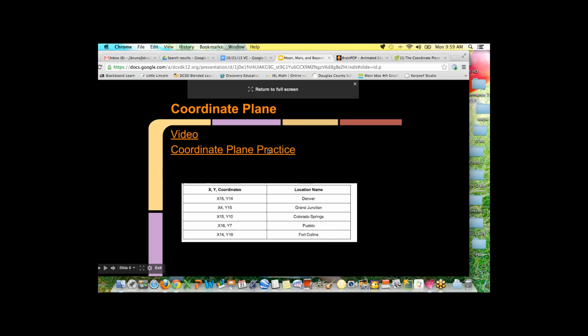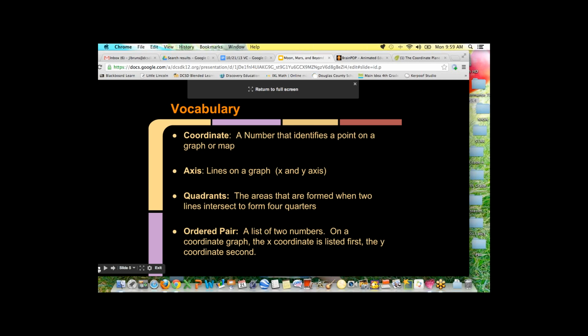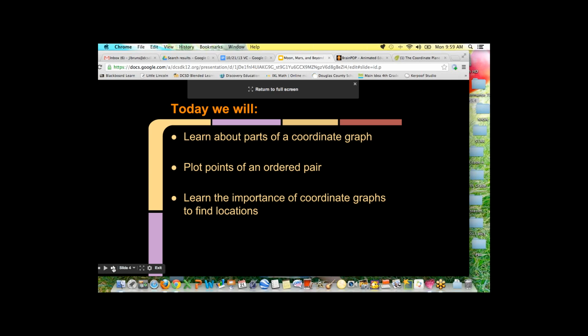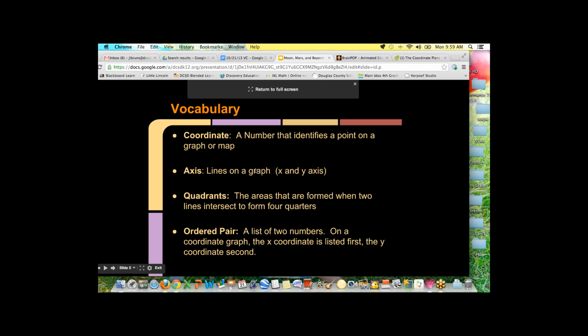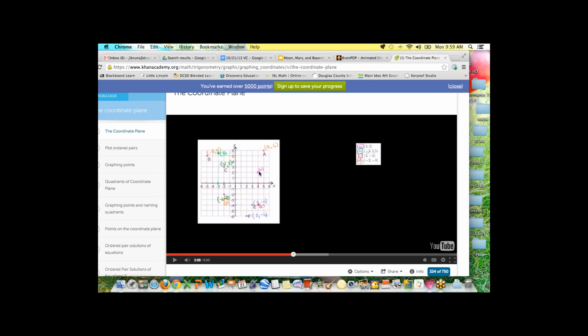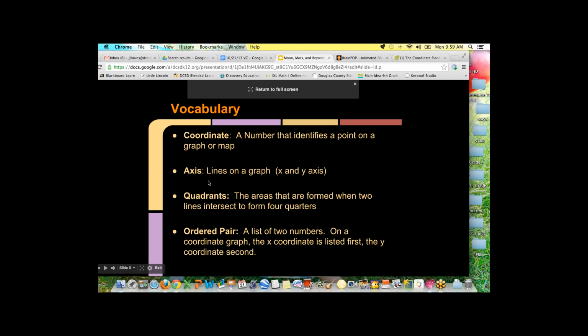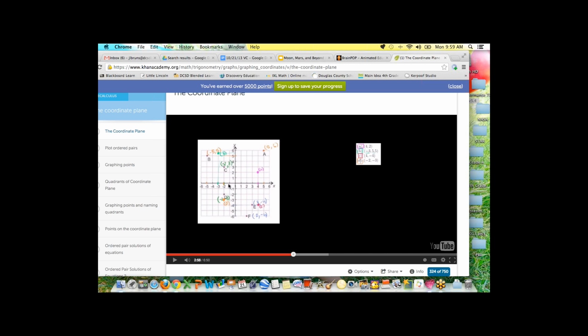Let's go back to our presentation and look at that vocabulary again. So what I was just saying, a coordinate is a number that identifies a point on a graph or a map. And let me just show you. Here's a coordinate. Okay. An axis are the lines on the graph. Here's your x-axis, and here's your y-axis. Okay.